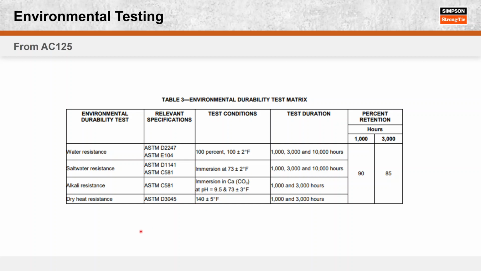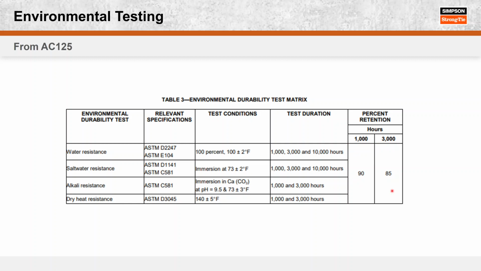So anyway, they take the test panels and expose them to all these things, and then they do the same tensile test on that. When they do the tensile test on the FRP that's been exposed, the value of that tensile test has to be equal to 90% of the control panel that has not had any of these things exposed to it. So after you expose it for 1,000 hours, it has to have 90%. After 3,000 hours, it has to have 85%.